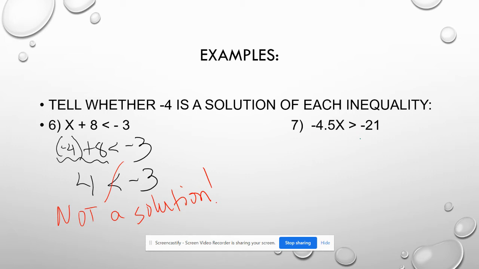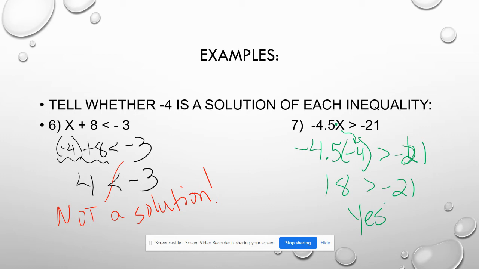If I look at number 7, again, this is multiplying. The opposite of multiplying is dividing. I don't think we're going to go that route just yet, so let's plug in that -4 for x. So is -4.5 times -4 greater than -21? Well, -4.5 times -4 is +18. Is +18 greater than -21? Yes. So this is the solution there.